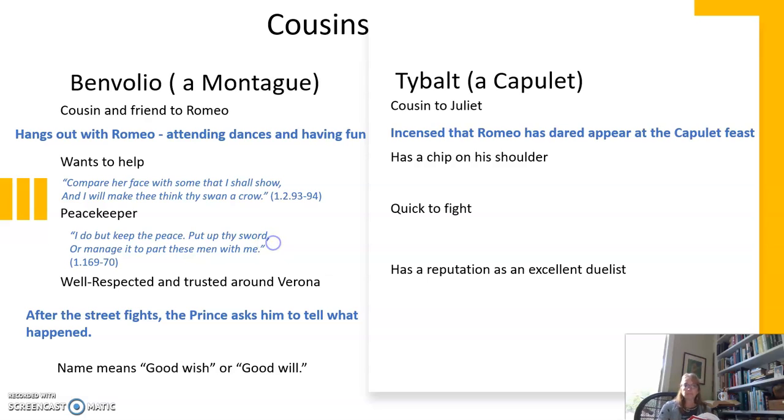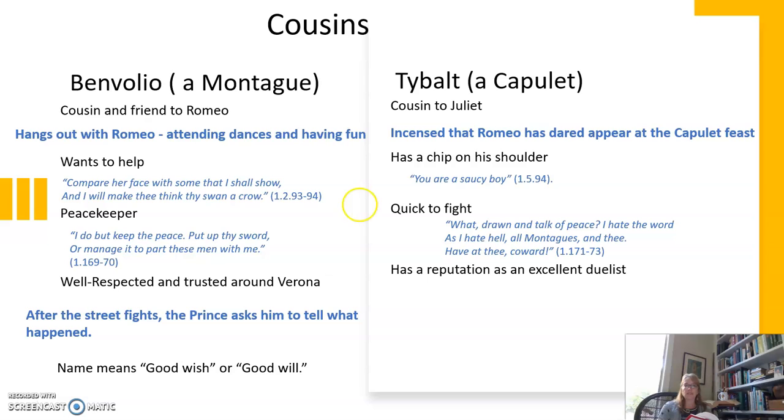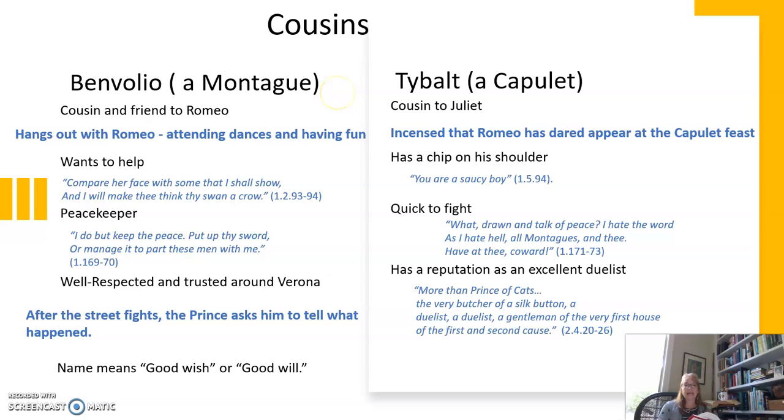Then there's Tybalt, cousin to Juliet. He is incensed that Romeo has dared to appear at the Capulet feast. He has a chip on his shoulder. His uncle says, "You are a saucy boy." He is quick to fight, so when Benvolio doesn't want to fight, he says, "What? Drawn and talk of peace? I hate the word as I hate hell, all Montagues and thee. Have at thee, coward." He has a reputation as an excellent duelist.